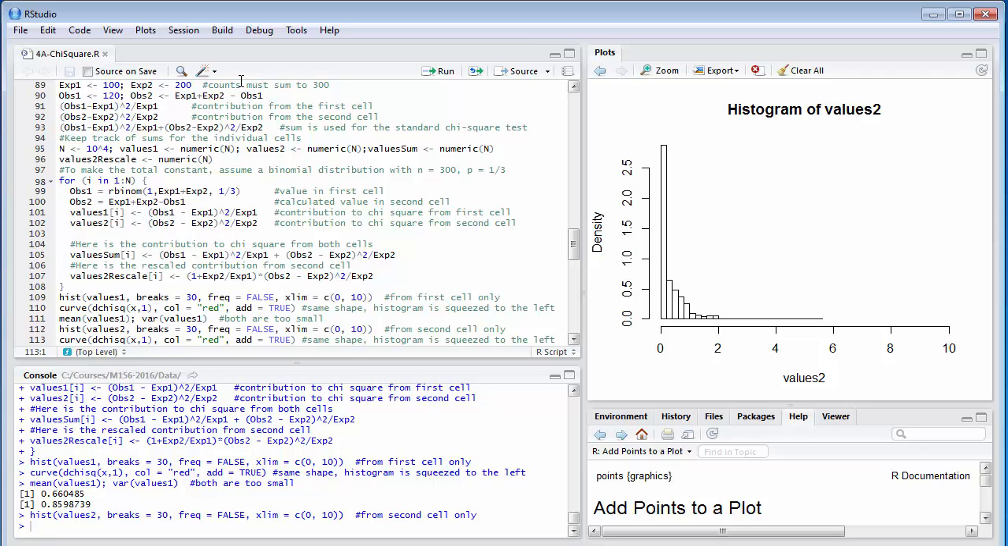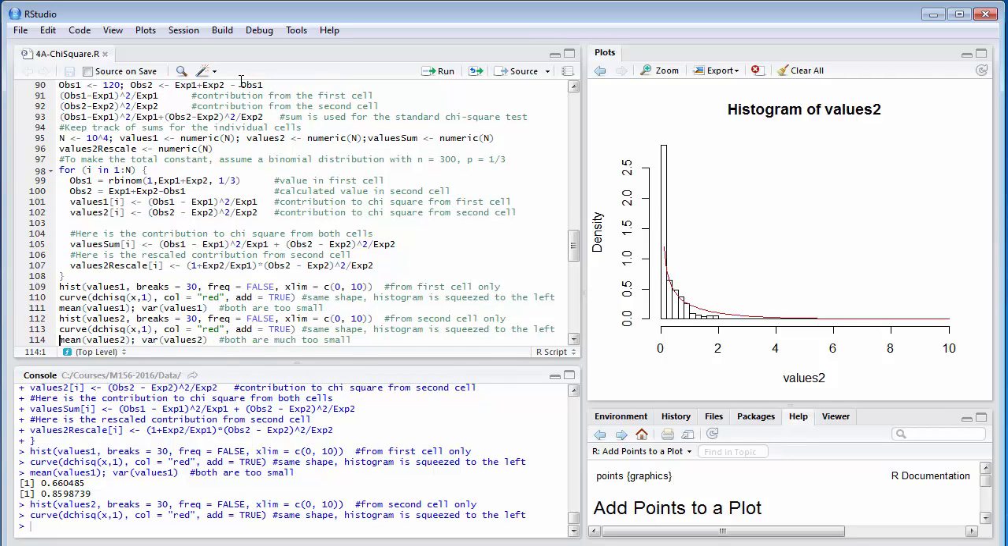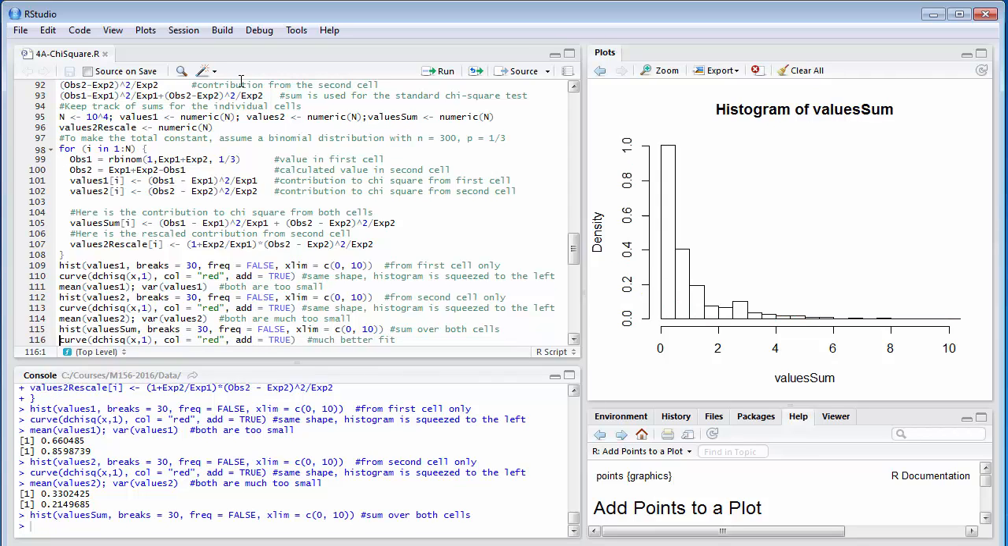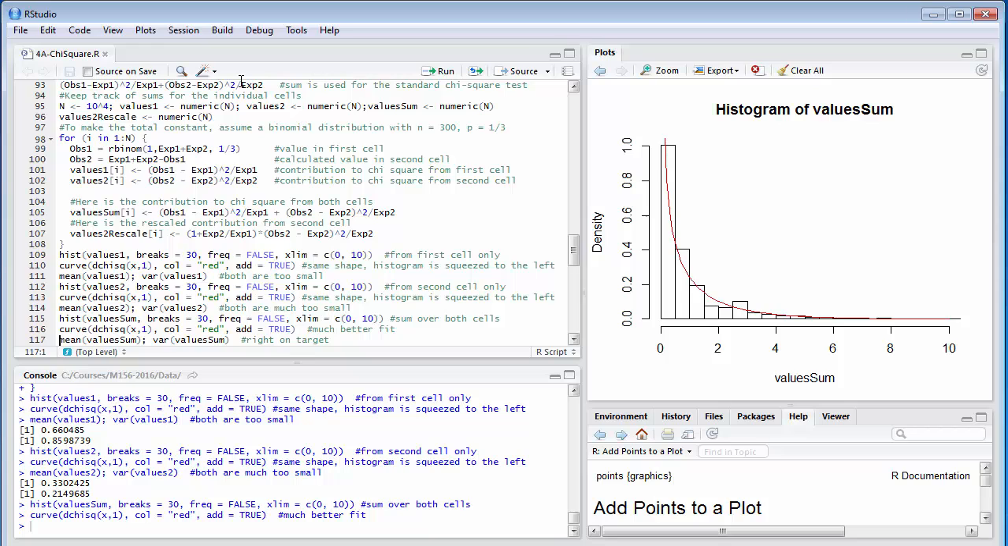If we look at the value in the second cell, we see the same general phenomenon. Again, the mean and variance are much too small. If I add the two together, we've got it just right. There's another histogram, and that matches up beautifully with the chi-squared distribution.